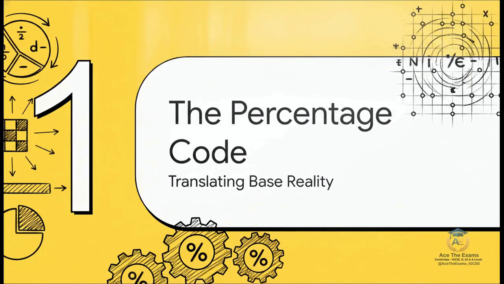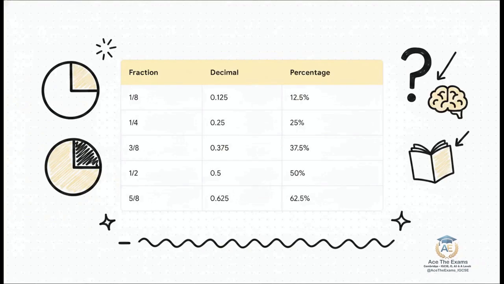Let's translate base reality. Check out how perfectly these values align. I mean, look at that eighth column. Memorizing these simple equivalents, like just knowing off the top of your head that 3/8 is always 0.375, which is 37.5%, acts as your ultimate exam cheat sheet. When you see these numbers on a paper, you really shouldn't have to calculate them from scratch. You just recognize the pattern and bypass the complicated calculations entirely.